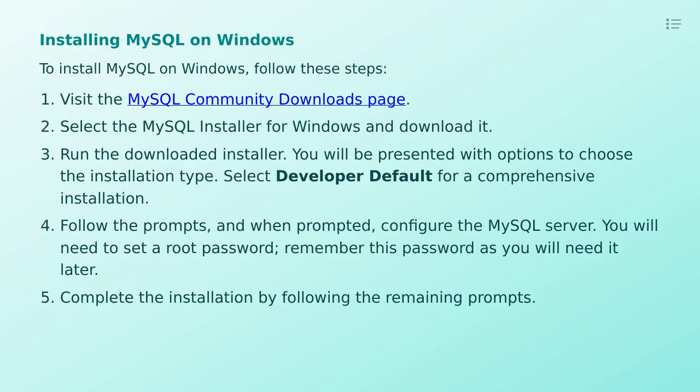Now, installing MySQL on Windows. To install MySQL on Windows, follow these steps. Let's walk through the main points. First, visit the MySQL Community Downloads page. Next, select the MySQL installer for Windows and download it. Then, run the downloaded installer. You will be presented with options to choose the installation type. Select Developer Default for a comprehensive installation. The full list is on the slide if you want to review it.